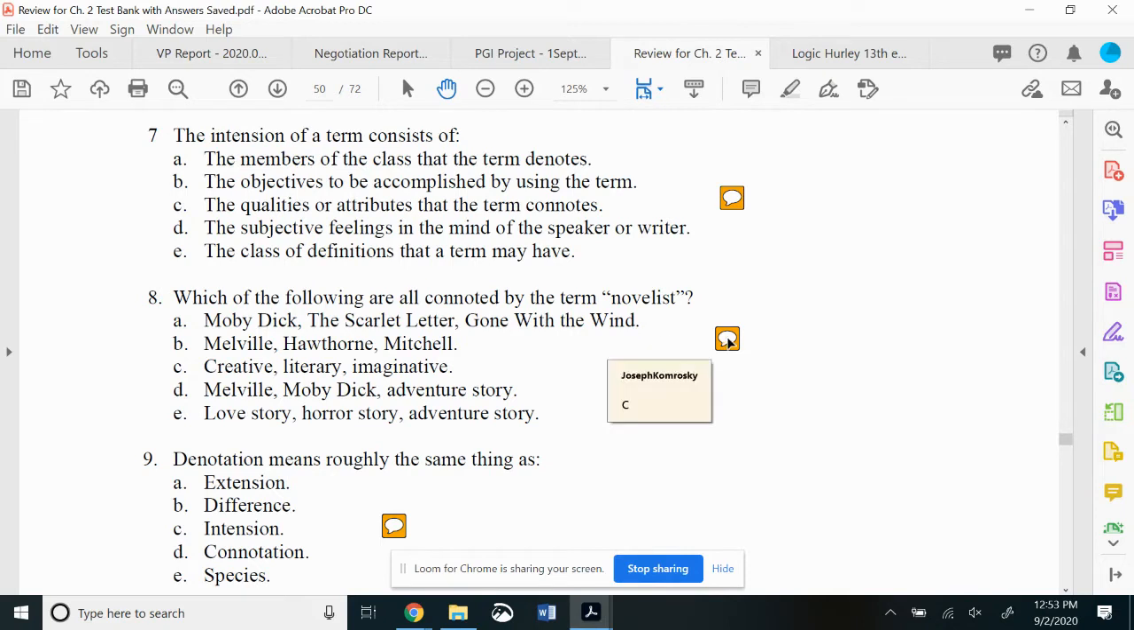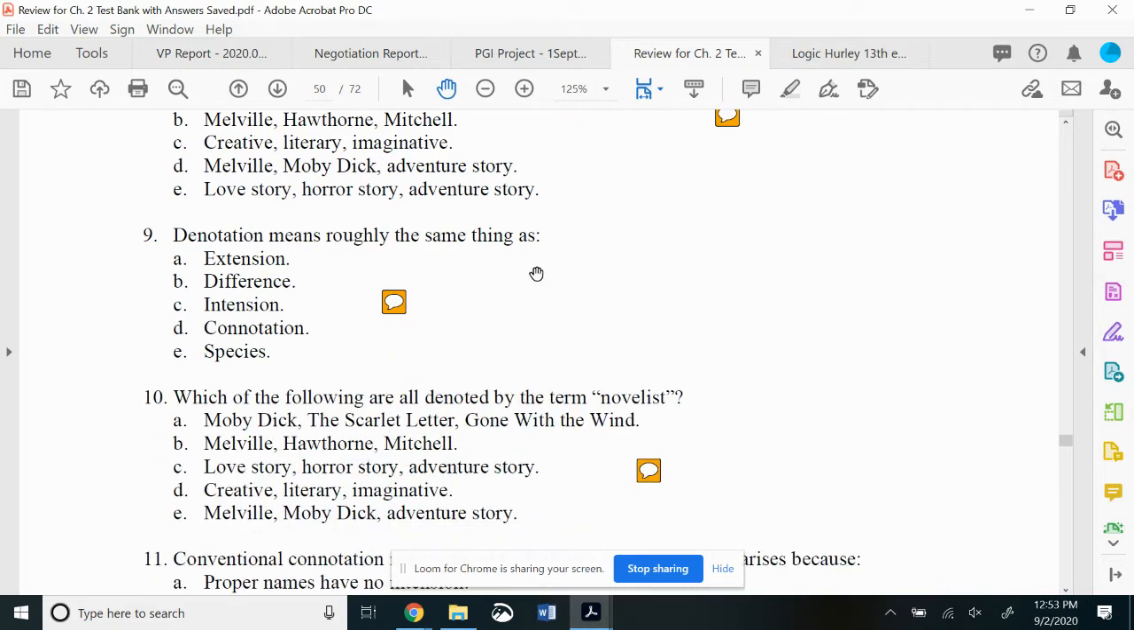Yes, C. Who got C? Good for you. Okay, you're describing what it means to be a novelist. You're giving them properties and attributes. So somebody could literally close their eyes and you could say, hey man, what the hey is a novelist? You could say somebody who's creative, somebody who's literary, they're imaginative, they have to think with their right brain and give us good stories.